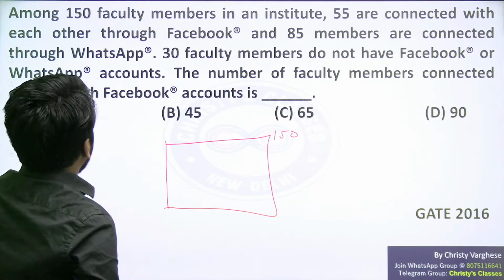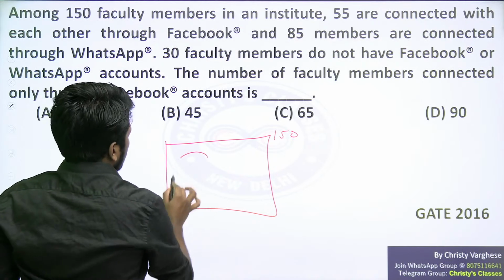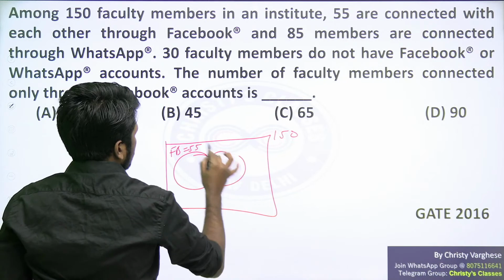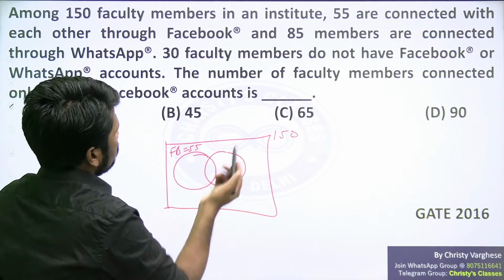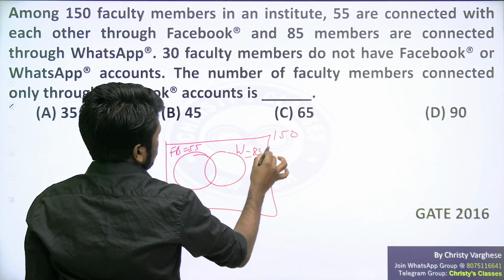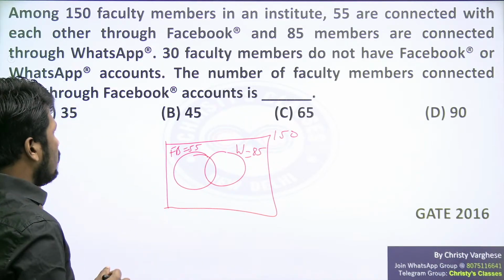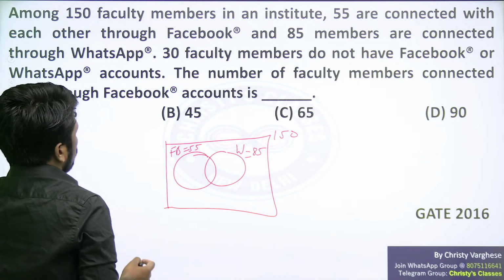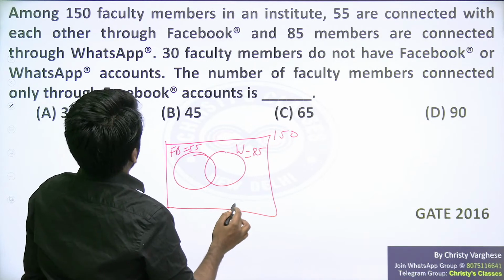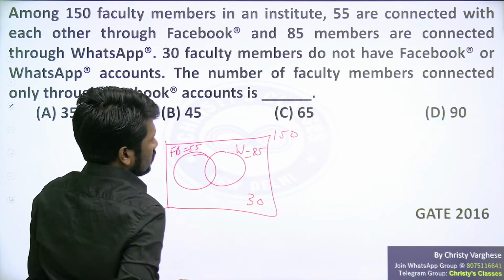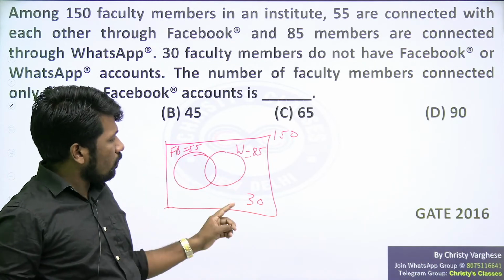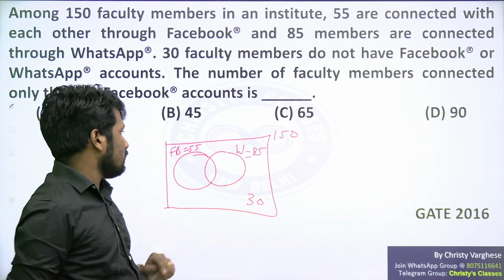55 are connected to each other through Facebook. So Facebook, 55 people totally. Like in the previous question, coffee and tea, here it is Facebook and WhatsApp. And WhatsApp by 85 people. 30 faculty members do not have Facebook or WhatsApp. That means outside these two circles, there are 30 faculty members. So no social media using people is 30.